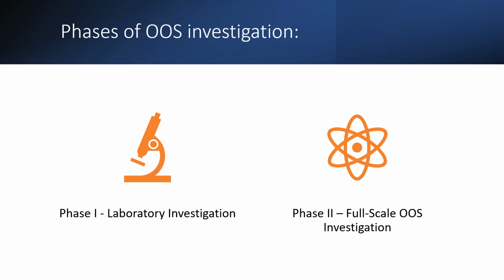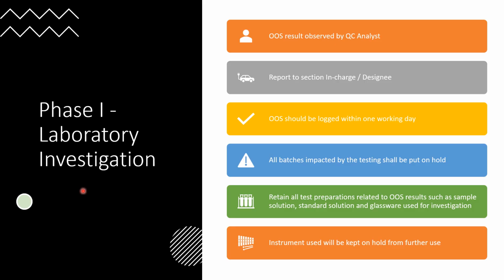So now we'll discuss the phases of OOS investigation. Basically there are two phases. First is phase 1, that is laboratory investigation. Whatever laboratory-related investigation there is will be included in phase 1. And the second is phase 2, that is full-scale OOS investigation. In phase 2, production and process related investigations shall be done, right? So here we'll discuss the phase 1 laboratory investigation.